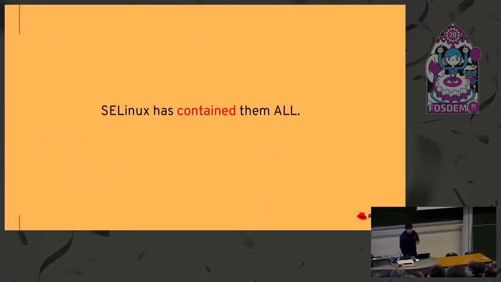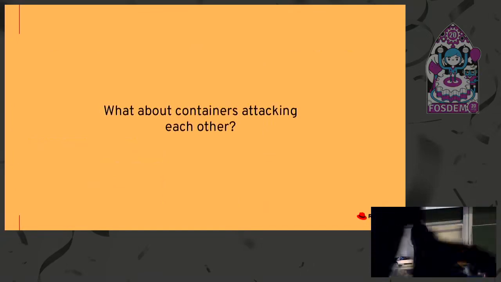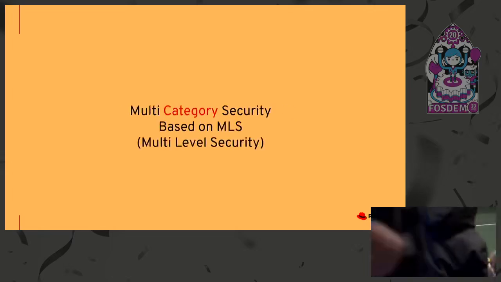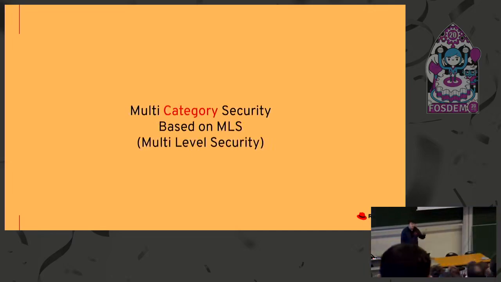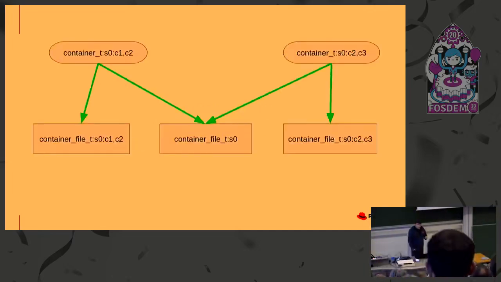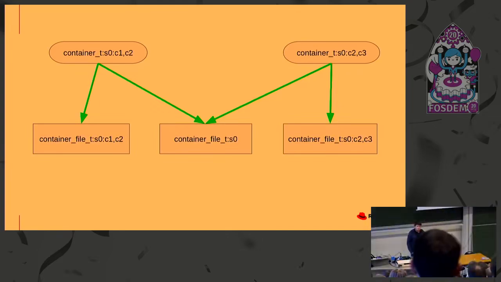Yep, I say that. Okay, so what about containers attacking each other? For this, we also have a solution, and it's multi-category security, which is part of multi-level security. This is how it works with MCS. We have two containers. Both of them have the same SELinux label, which is container_t, but the categories are different. The first one has categories C1 and C2. The second one, categories C2 and C3.